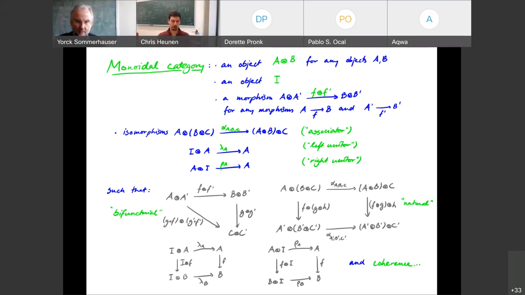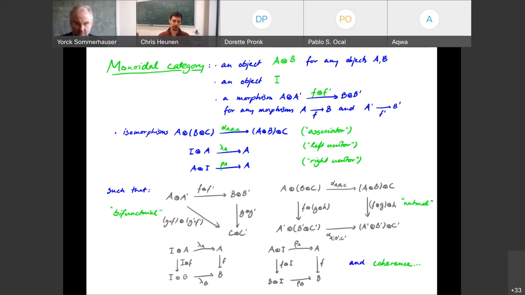So for example, the bottom left square, about the left uniter, says that if I have a map from A to B called F, what I could do is tack on an empty system, the tensor unit I, on the left of A and to the left of B. I could do nothing on the I and F on the B and then forget the empty system on the B. Or I could first forget the empty system on the A and then just do F on the A. That's what that square says, should be the same thing.